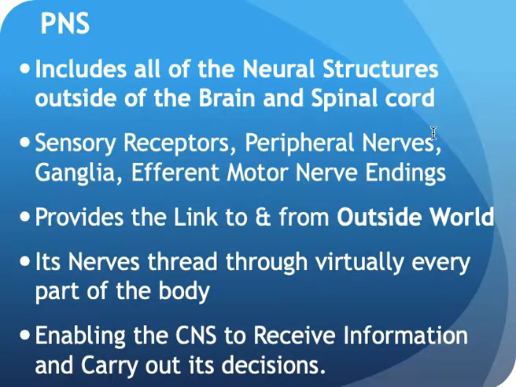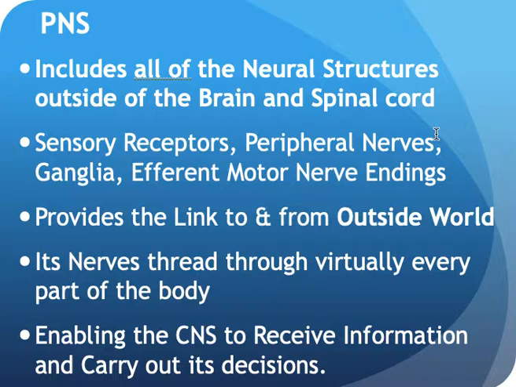Okay, so here's just the basic info of the peripheral nervous system. And again, we've touched on a bunch of these, but we just want to summarize again. It includes all the neural structures outside of the brain and the spinal cord. So these are all my receptors, right? My sensory receptors, peripheral nerves, ganglia, efferent motor nerve endings. It's going to provide the link to and from the outside world.